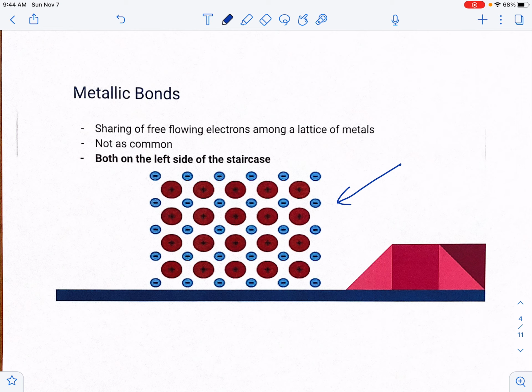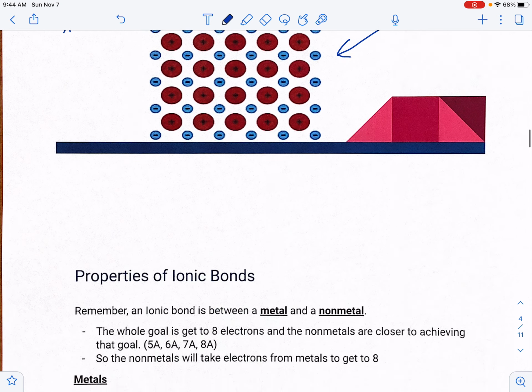Okay, it's basically like a grid that these metals are just going to be around each other and just share free-flowing electrons. So things are just coming and going. Okay, so those would both be on the left side of the staircase, and that is not really what we're going to talk about a whole lot in this unit. It's mostly between ionic bonds and covalent bonds.